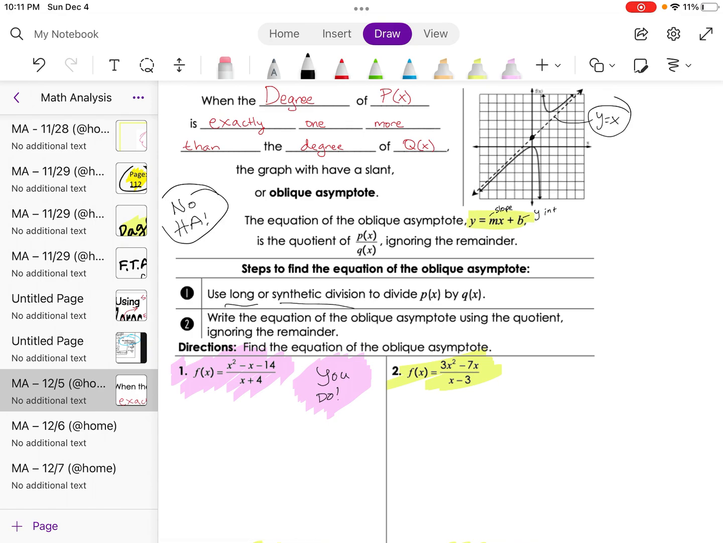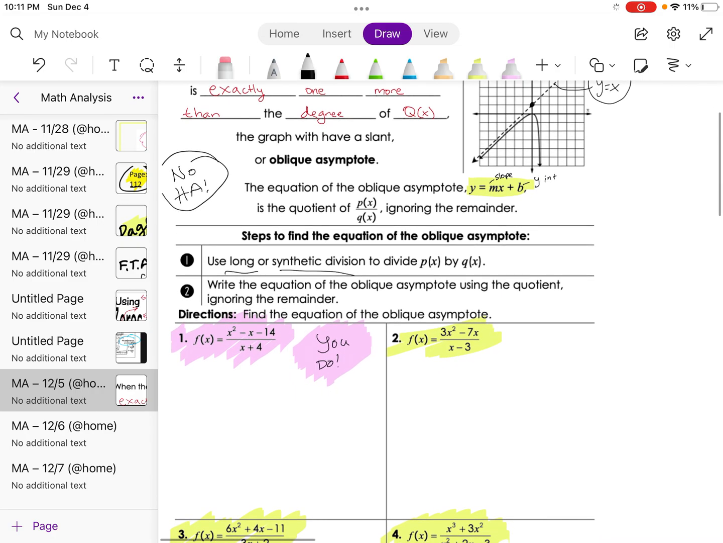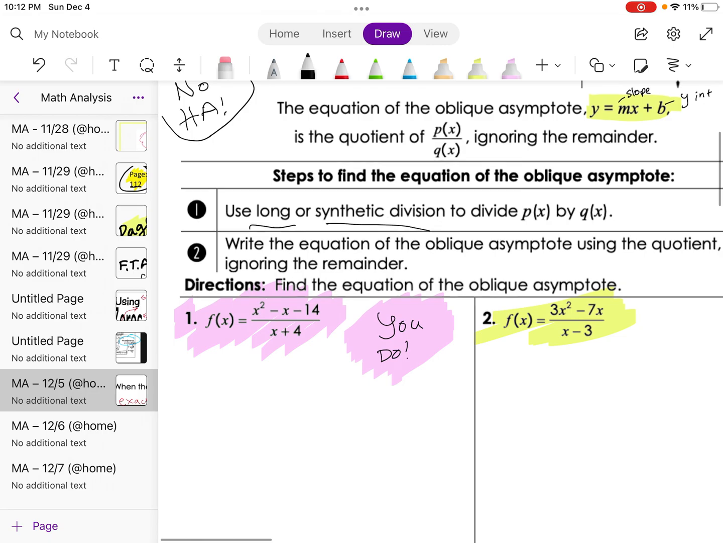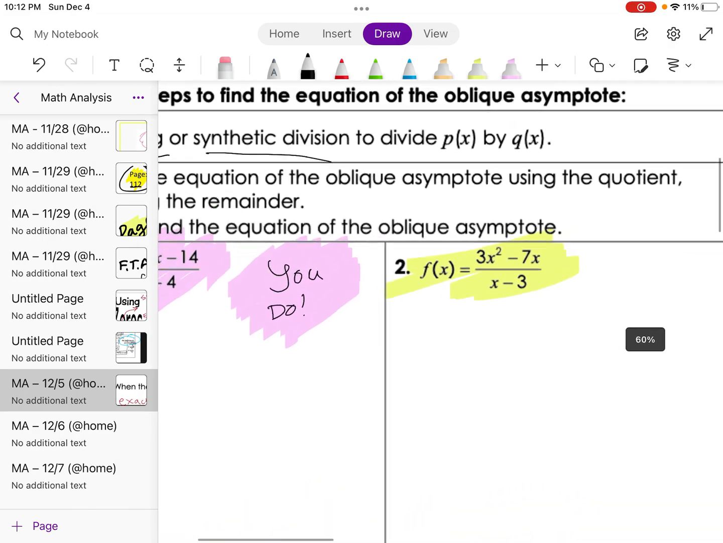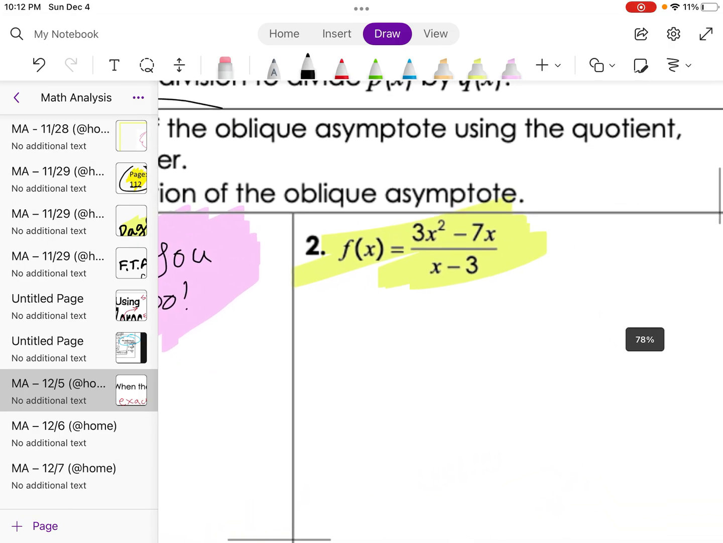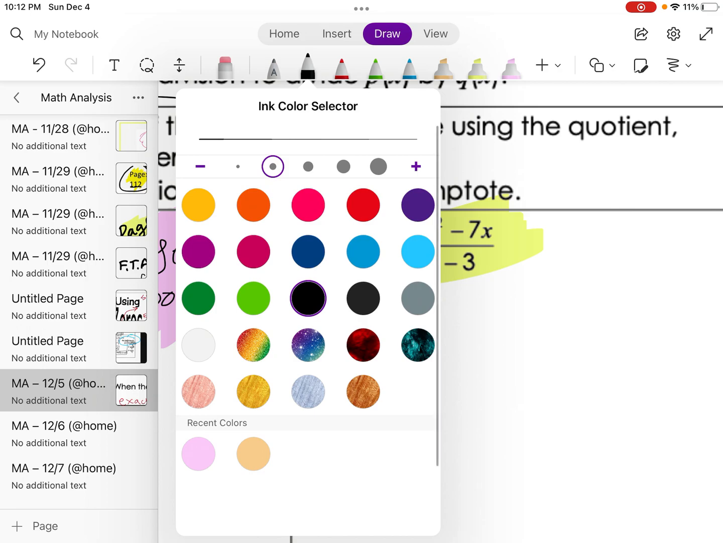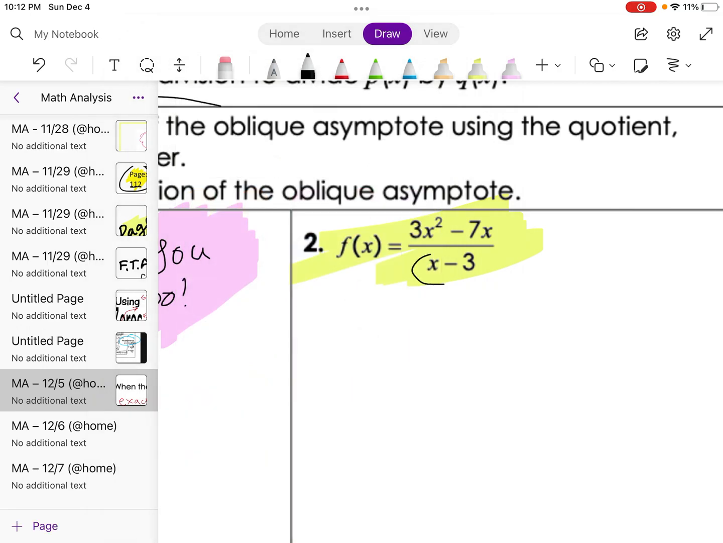We're going to figure out how to find that y equals mx plus b, and we're going to do that by either using synthetic or long division to divide p of x by q of x. When we do this, we're going to ignore the remainder. Don't worry about the remainder. I'm going to do the first one. Actually, I'm going to do number 2, and you're going to do number 1. So we're going to set up synthetic division.